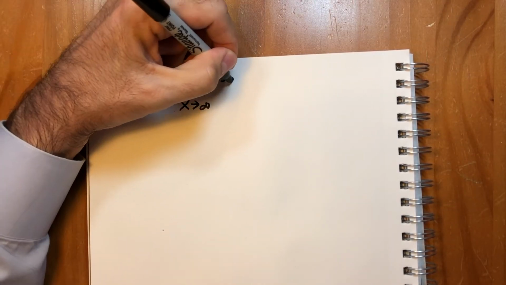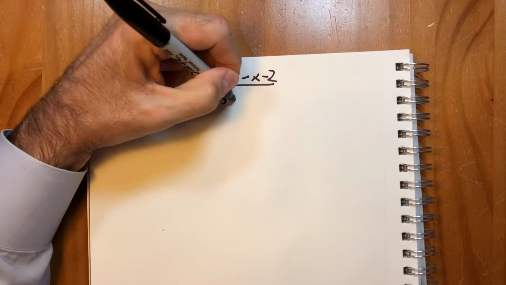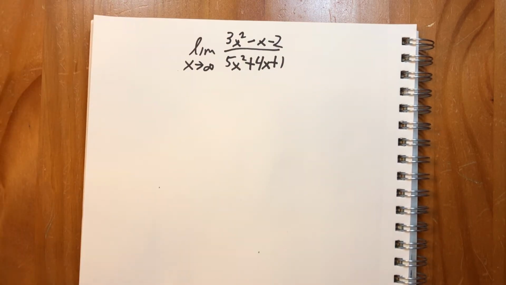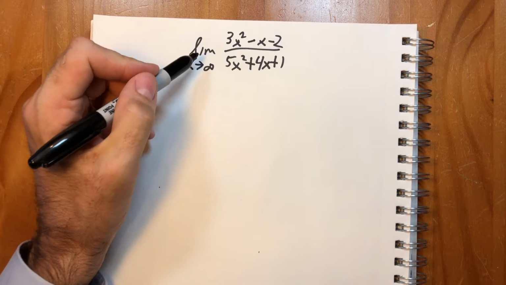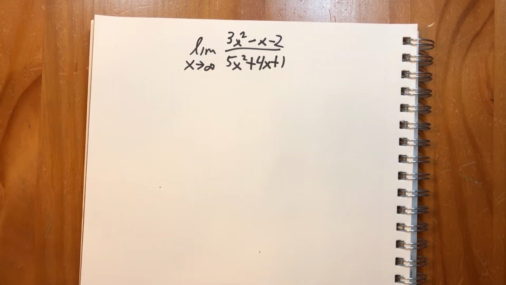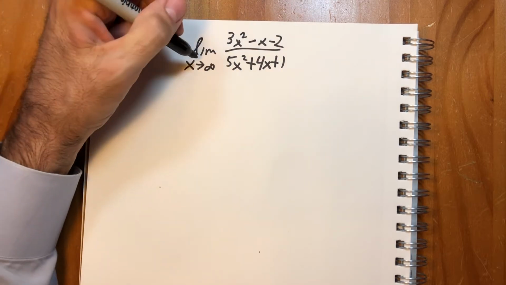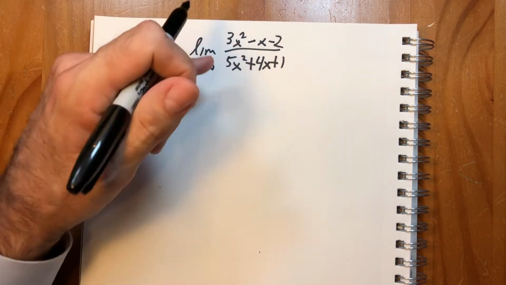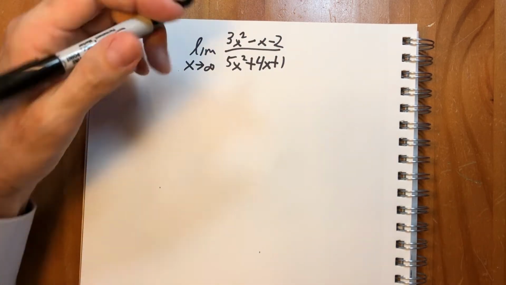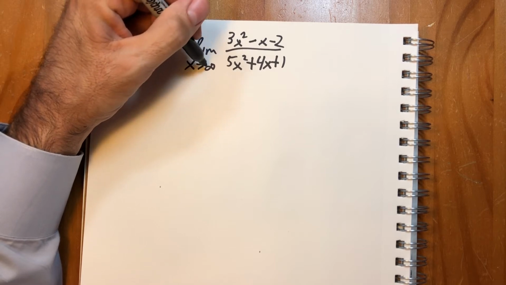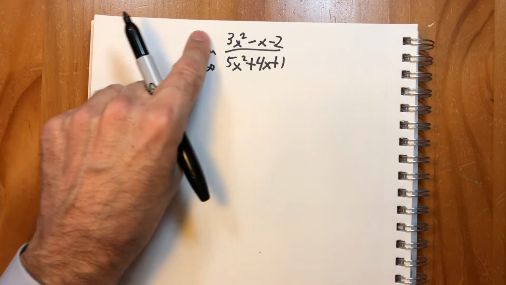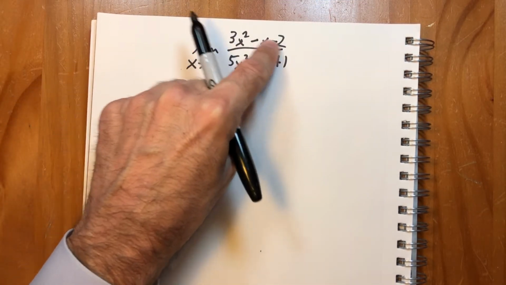So let's look at how this works. Let's evaluate the limit as x approaches infinity of 3x squared minus x minus 2 over 5x squared plus 4x plus 1. Notice, first of all, our instinct might be to start applying our limit laws, right? Apply the quotient law and then the addition and subtraction laws to get the limit of 3x squared minus the limit of x minus the limit of 2 over the limit of 5x squared and so on. You can't do that because the limit as x approaches infinity of 3x squared doesn't exist, because it shoots off to infinity. So the limit laws won't apply here yet.